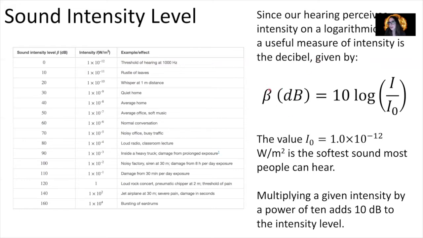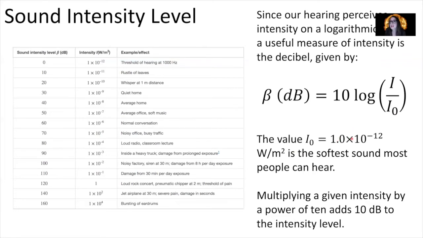And so we're going to represent our sound intensity level in units of decibels by this Greek letter beta here, this fancy B. So our sound intensity level in units of decibels equals 10 times the logarithm of the intensity of the sound divided by this quantity that we call I sub 0, or I sub naught. This value, I sub naught, is the softest sound that most people can hear. And that softest sound is 1 times 10 to the minus 12 watts per meter squared.